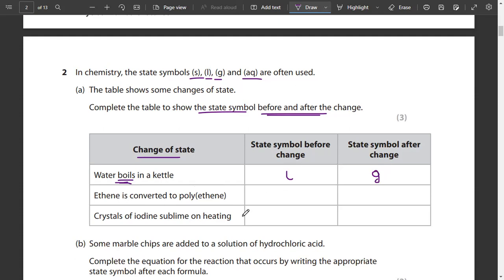Gas. फिर आता है ethene is converted into polyethylene. Ethene में आपको बताऊं, ethene is basically a gas. और polyethylene जो है, polyethylene is a solid. Crystals of iodine sublime on heating. Sublime, the word sublime, sublimation क्या होता है? So when you heat it, iodine solid would sublime, and sublimation is solid to gas. So the state symbol before change would be solid, and after the change it would be gas. The hint was already given us from this keyword being used by the examiner, which was sublime.